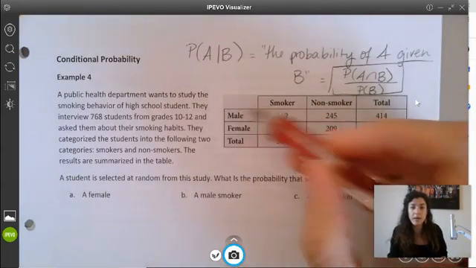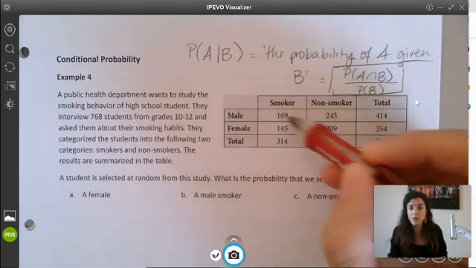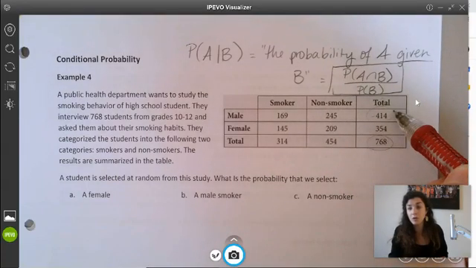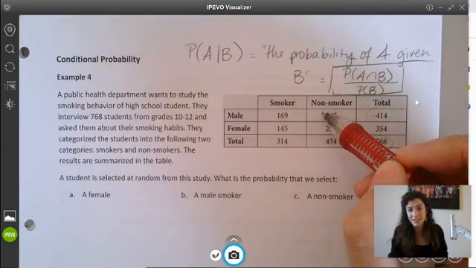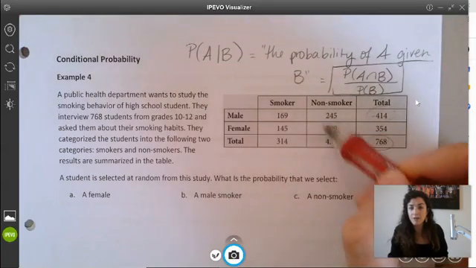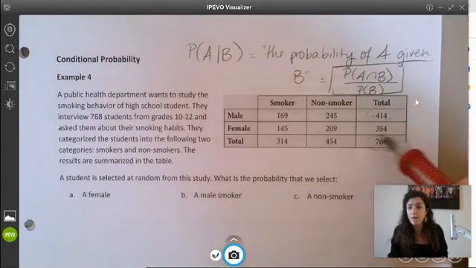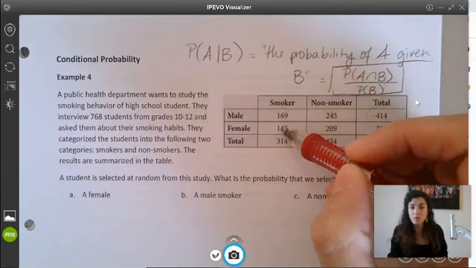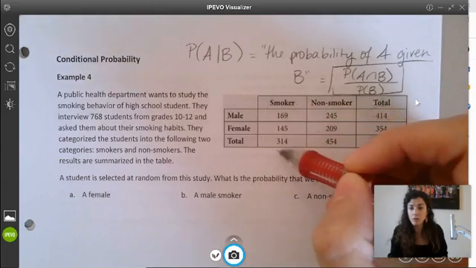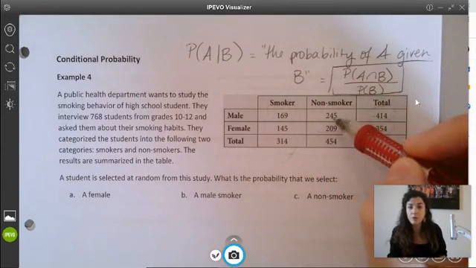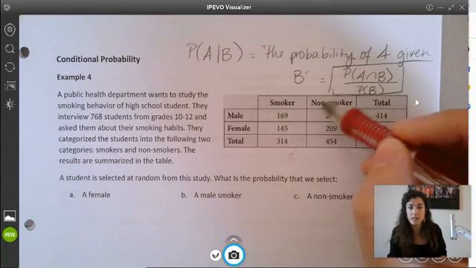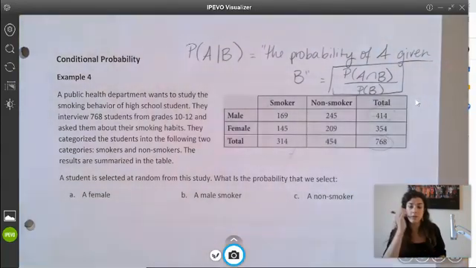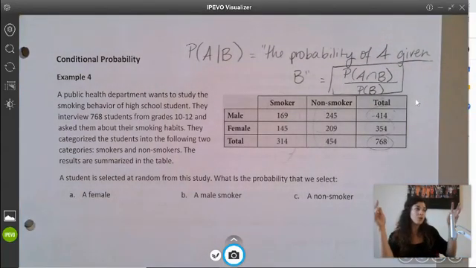We've got smokers that were male, non-smokers that were male. We've got the total of males here of smokers and non-smokers, which is just these two added together. Female smoker, female non-smoker, and the total over here of all of the females. The smokers here, we've got a smoker who's a male and a smoker who's a female, and the total of all of the smokers is 314. We have non-smokers who are males and non-smokers who are females, and here is the total of all of the non-smokers. So what's the probability if we go in there and pick at random from these 768 students that we pick a female?